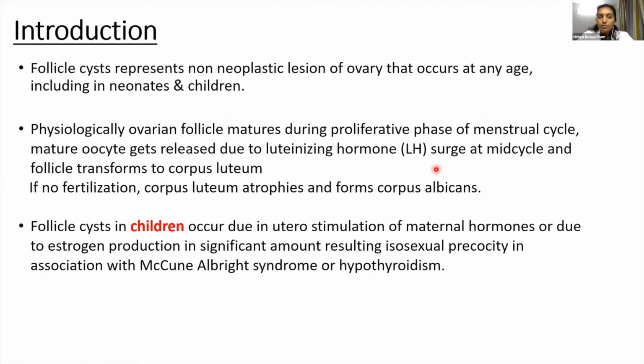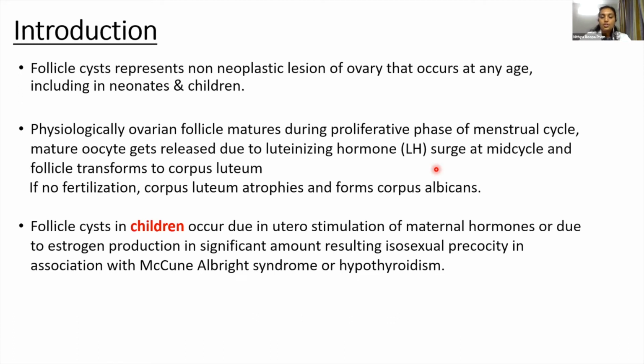So introduction, follicle cyst represents a non-neoplastic lesion of ovary that occurs at any age, including in neonates and children. As you all know, physiologically, ovarian follicle matures during proliferative phase of menstrual cycle, where the mature oocyte gets released due to LH surge at mid-cycle and the follicle transforms into corpus luteum. If no fertilization takes place, the corpus luteum atrophies and forms corpus albicans.